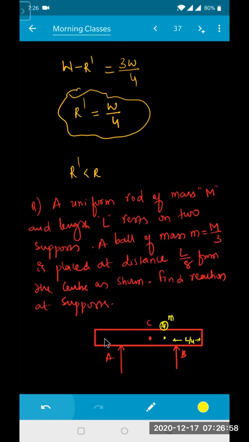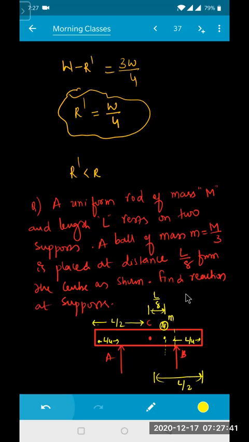And this A is also exerting the force at a distance of L by 4. The distance from this center to this mass is given in the problem as L by 8. The ball of mass M by 3 is considered at L by 8 from the center. This is the center, and from this center the distance to the ball is L by 8. This gap remains here, and this distance is L by 4. From here to here, the distance from the center is L by 2, and this distance from the center is also L by 2. This is the situation given for us.